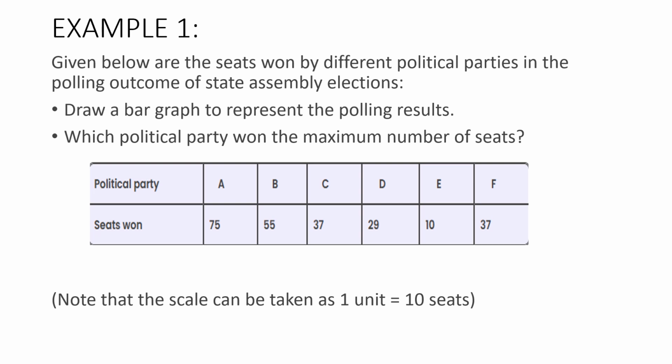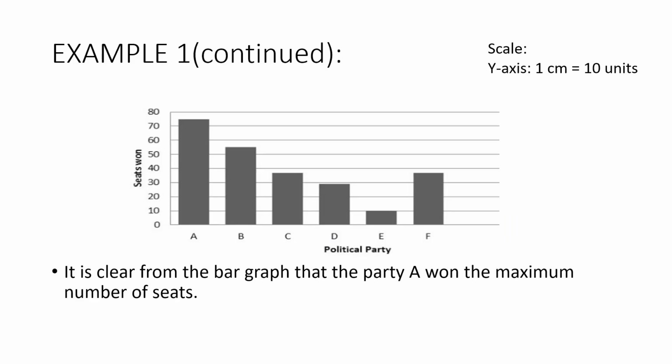Now over here, since you can see that it starts from 10 and the highest value is 75, you can take the scale as 1 unit is equal to 10 seats. That will fit the graph paper properly. This is how the bar graph will look. The political parties on the x-axis, the seats won on the y-axis, the gap is equal, and the width of each bar is also the same. So now from the data and also from the bar graph, it is very clear that the party A has won the maximum number of seats.